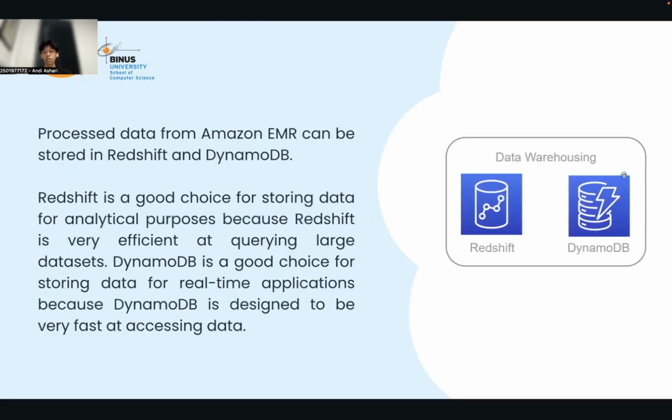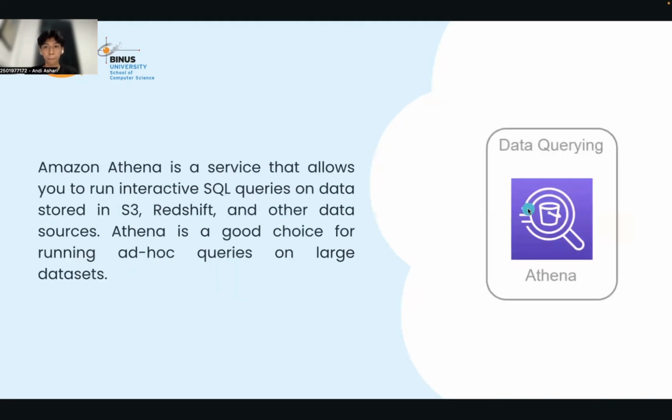And then for data warehousing, we use Redshift and DynamoDB. The processed data from EMR can be stored in Redshift and DynamoDB. Redshift is a good choice for storing data for analytical purposes because it is very efficient at querying large datasets. And DynamoDB is a good choice for storing data for real-time applications because DynamoDB is designed to be very fast at accessing data.